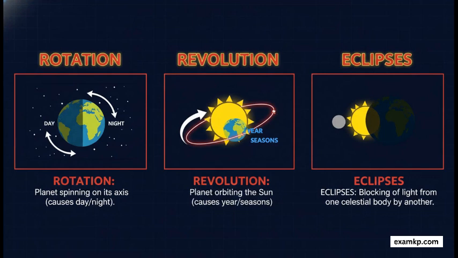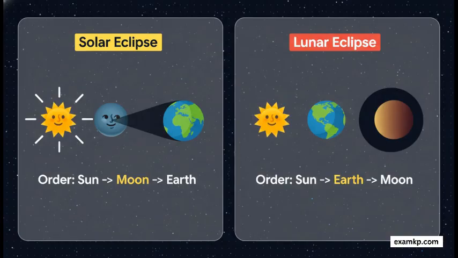And finally, we have eclipses. A solar eclipse happens when the moon gets in the way and passes right between the sun and Earth, blocking out the sun's light. The order is simple: sun, moon, Earth. A lunar eclipse is the other way around.